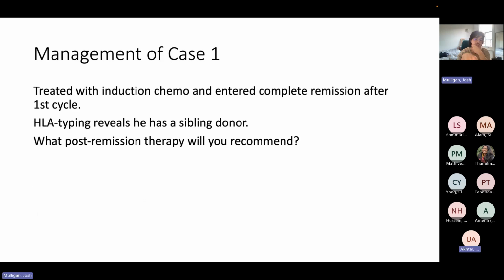So in terms of the management, yeah, this is a cancer. You're going to start thinking about chemotherapy here. So say you start this patient on chemo, and then they enter remission after the first cycle, things start getting a lot better. Then you do some HLA typing, and you realize, okay, he's got a sibling donor. What kind of therapy might you start to try and offer this gentleman?